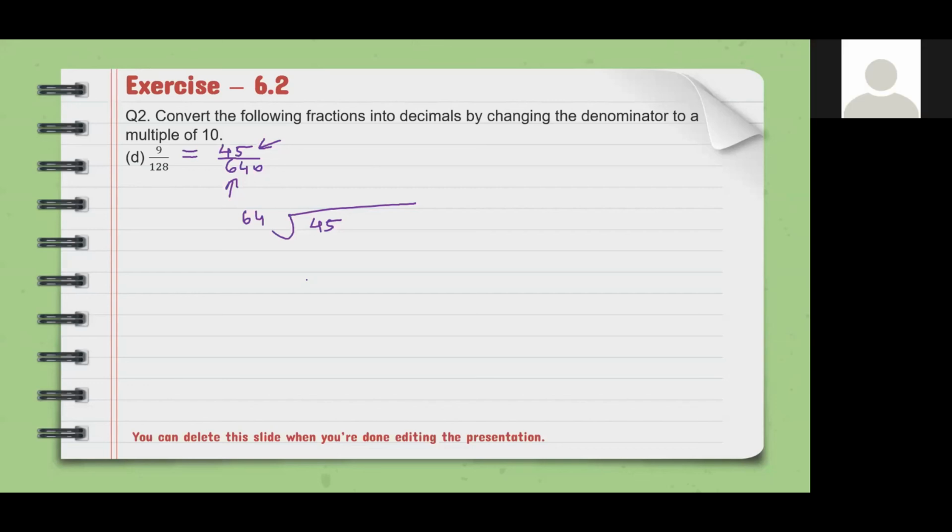Sir, so we will take 2 zeros. Yes, sir. 128 means 10 plus 1, 11. No, Gaurav, that is not possible.